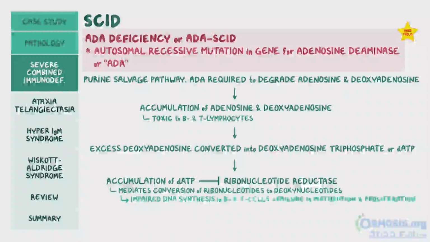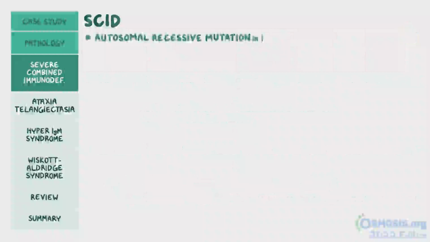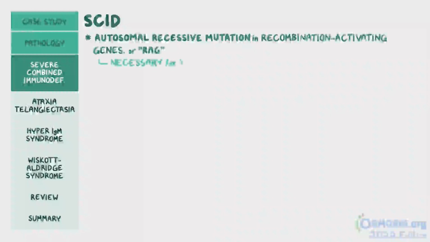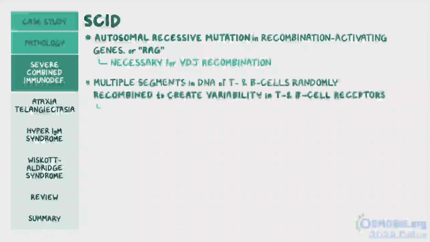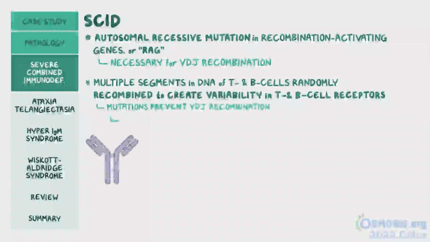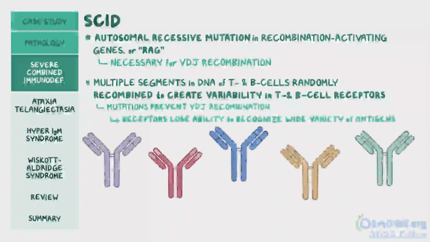A third type of SCID to keep in mind is caused by an autosomal recessive mutation in the recombination activating genes, or RAG for short. These enzymes are necessary for a process called VDJ recombination, where multiple V, D, and J gene segments in the DNA of T and B cells are randomly recombined to create variability in the T and B cell receptors. So, mutation of the RAG genes prevents VDJ recombination, which means the B and T cell receptors lose their ability to recognize a wide variety of antigens.